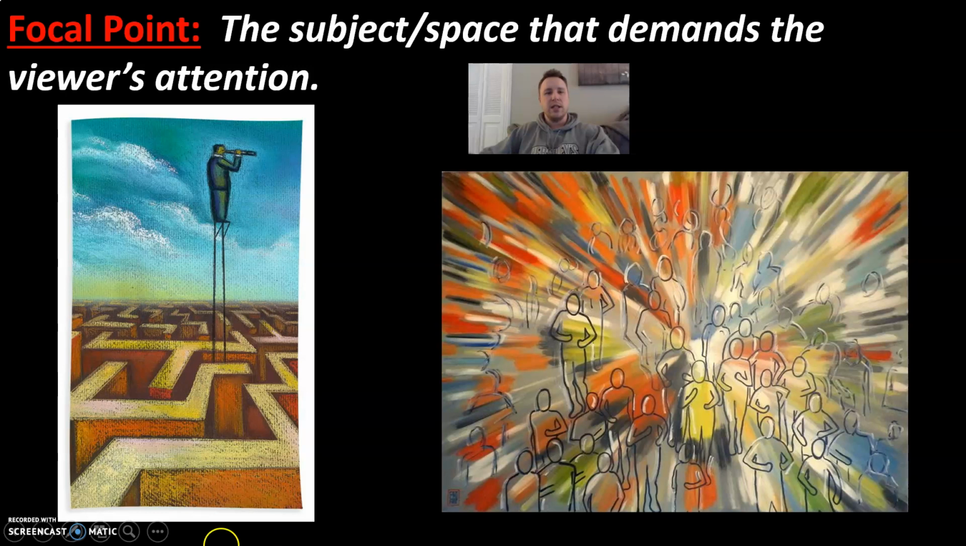And the reason he is our focal point is that he is the object that draws our attention. We look immediately at him when you look at the picture because he's the one thing that stands out from everything else. He is the biggest, he's placed in the center, and he's completely different from the rest of the picture. So that's kind of a generic focal point example.